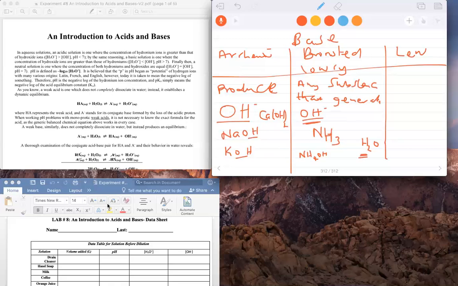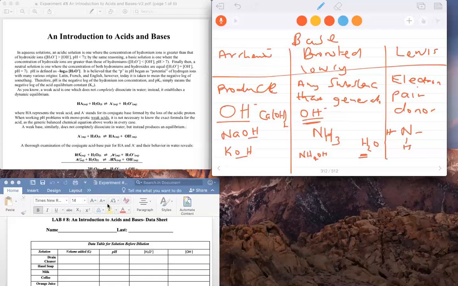When we look at the Lewis definition, this is Lewis right here. Any substance that donates an electron pair. So this is, excuse me, electron what? Electron pair donor. It donates electrons. For this, you should draw the Lewis dot structure for a compound in order to see the lone pairs of electrons.